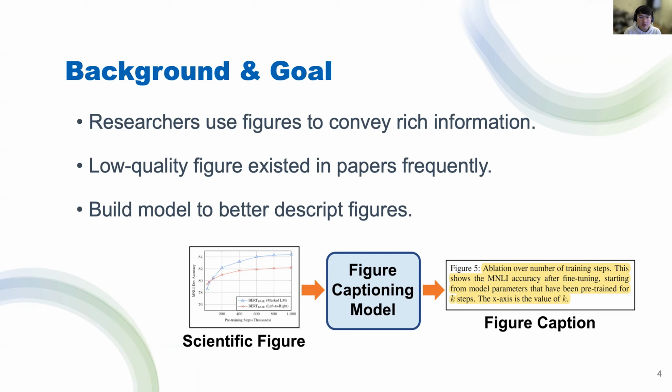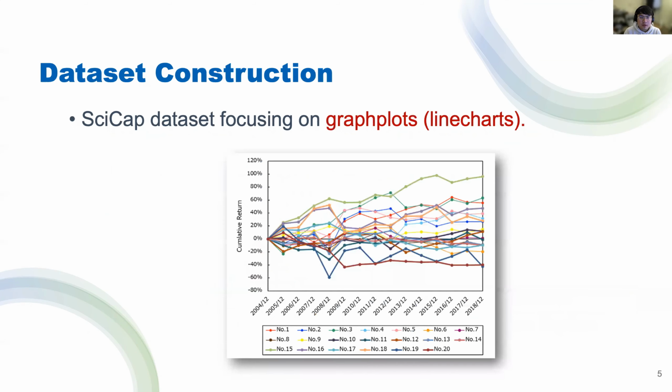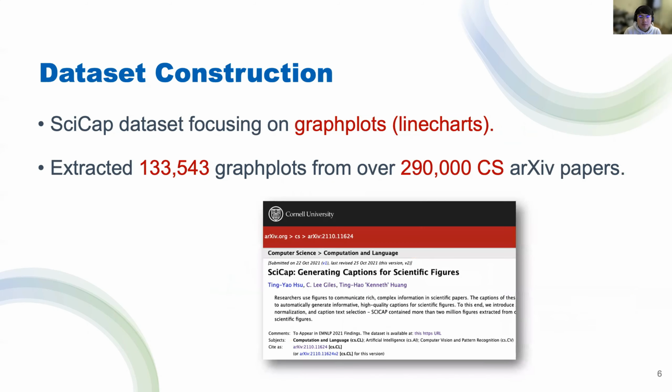as a draft. To enable such figure captioning models, we introduced SciCap, a large-scale figure captioning dataset based on computer science arXiv papers. In this work, we focus only on one type of chart, graph plots, which is also called line charts. SciCap contains over 100,000 graph plot figures extracted from over 290,000 computer science and machine learning arXiv papers.